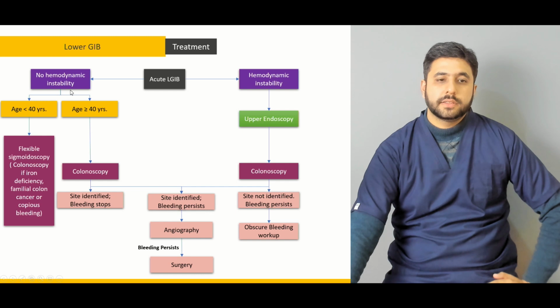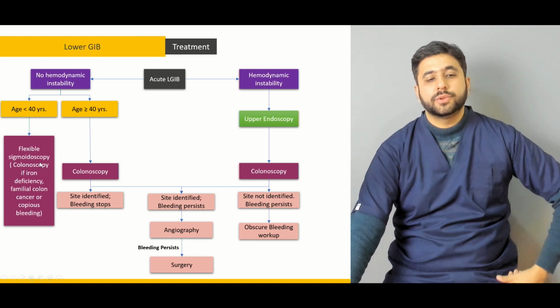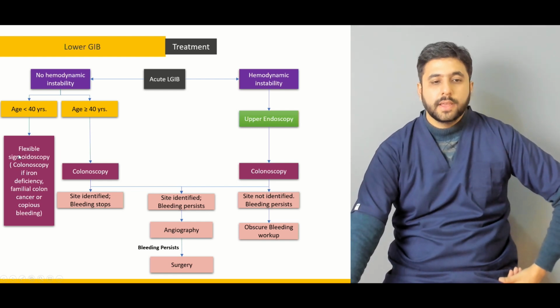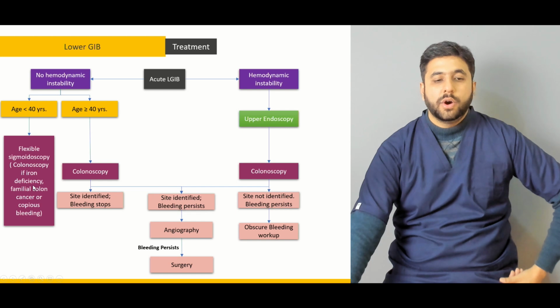Now, if the patient is hemodynamically stable, then what are the recommendations? The recommendation is if the patient is less than 40 years old, then you consider flexible sigmoidoscopy in these patients. You can replace the flexible sigmoidoscopy by colonoscopy if the patient has iron deficiency anemia, or a familial colon cancer history, or there is large bleeding.